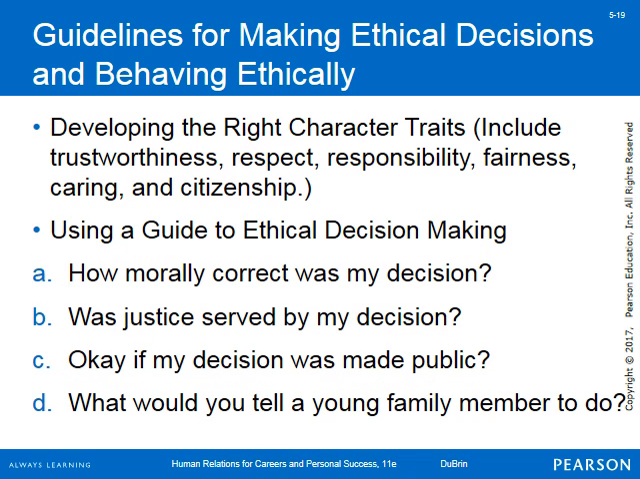Guidelines for making those decisions and behaving ethically. Okay, and this starts on page 131 in your book. Developing the right character traits, which would include trustworthiness, respect, responsibility, fairness, caring, and citizenship, especially organizational citizenship. And basically a character trait, again, is defined in your book as an enduring characteristic of a person that is related to consistent moral and ethical behavior. Using a guide to ethical decision making. And these are things that you're going to want to ask yourself if you're faced with a particular situation.